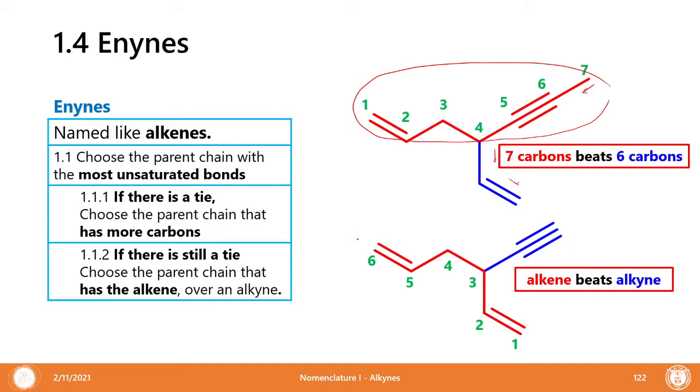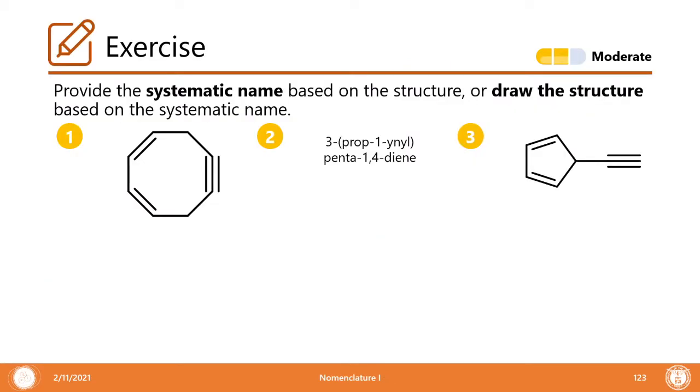And here's another tie case. If there is still a tie, then we go back to the rule that in the extreme case of tie cases, we have to choose the alkene over the alkyne. Both of these give a 6 carbon direction, but we choose the direction that gives us more alkenes than alkynes. So this is for the extreme case.